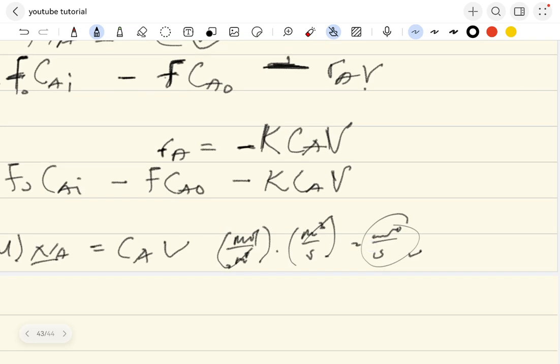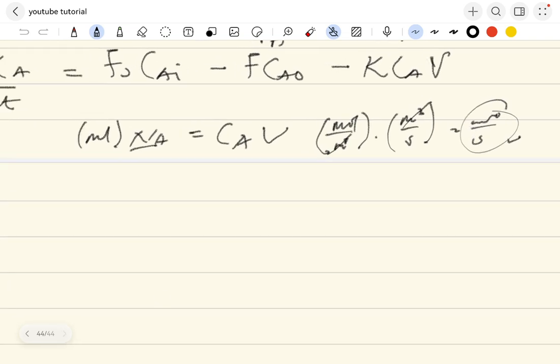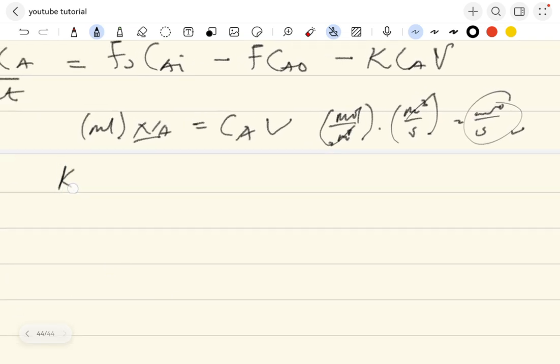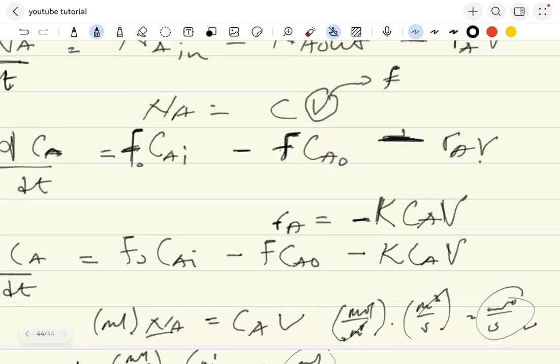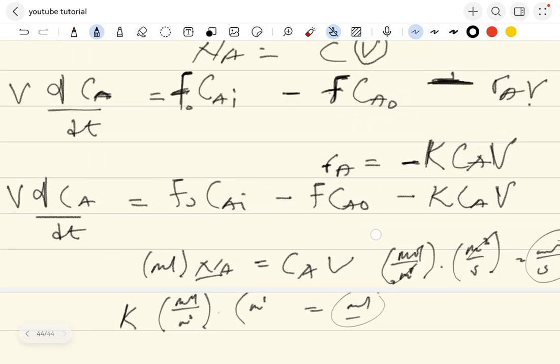So let's check our rate of consumption. The K is unitless. The C is mole per meter cube, and the V is the volume of the reactor. It's meter cube. That one gives a mole. So everything is correct from here.